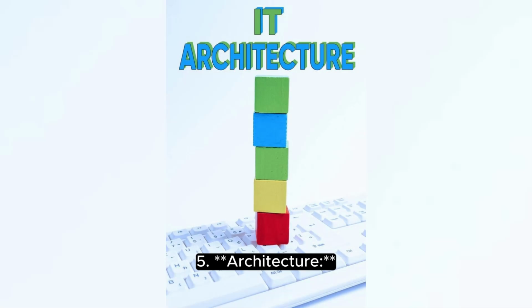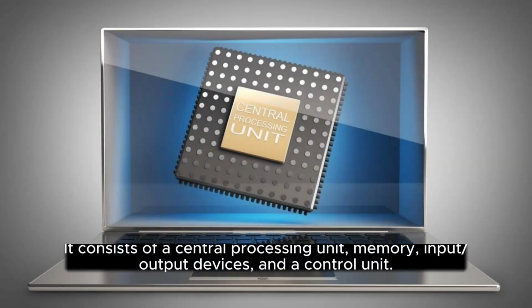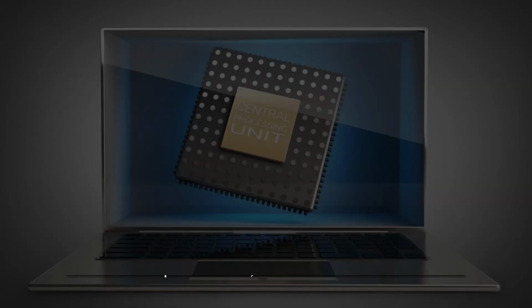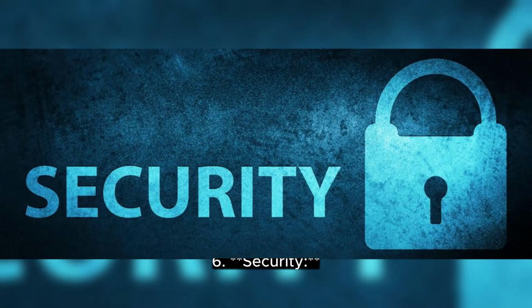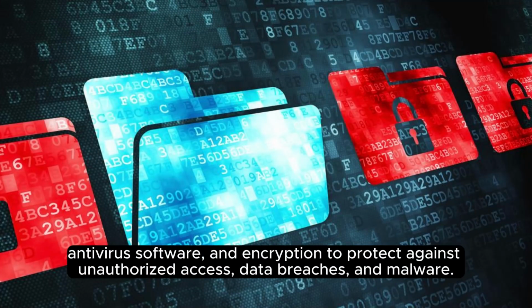5. Architecture. Von Neumann architecture. This is a fundamental computer architecture that separates memory and processing units. It consists of a central processing unit, memory, input or output devices, and a control unit. 6. Security. Security measures. Computer systems implement security measures such as firewalls, antivirus software, and encryption to protect against unauthorized access, data breaches, and malware.